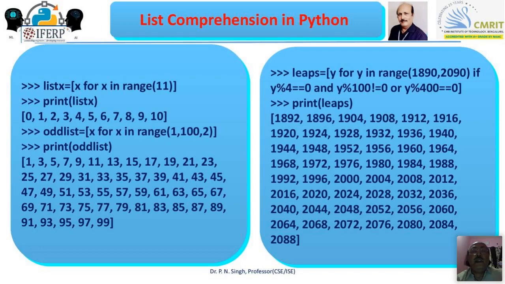The range is given here. If y percent 4 double equal to 0, it is the equality test operator; double equal to, and single equal to is the assignment operator, and the logical operator and, both of the conditions must be satisfied. If y percent 100 not equal to 0, that is, it is not a century year, or. Now, and is evaluated first, then or. If it is a century year, if y percent 400 double equal to 0, if the year is divided by 400 and the remainder is 0, then it is a leap year. Then it is printing the leap years. You will see that 1900 is not there even though it is divisible by 4, and 2000 is there because it is divisible by 400 also. So that was the list comprehension for the leap year.